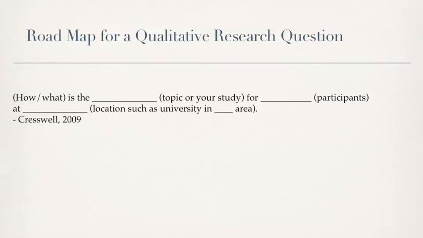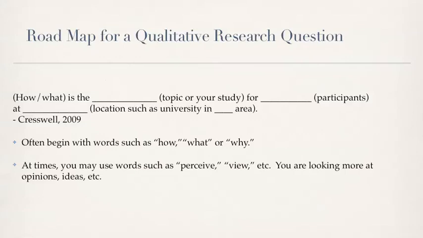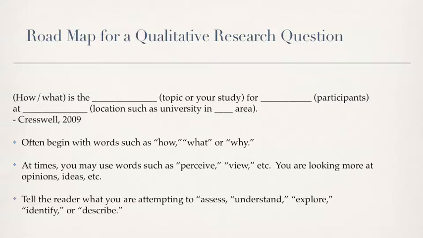So it would be stated something like this. How or what is the topic of your study for the participants at the location in the university or the area that you're going to study? So the qualitative research question will often begin with words such as how or what or why. At times, you may use words such as perceive or view if you're looking more at opinions or ideas. And then you tell the reader that you're attempting to assess, to understand, explore, to describe, to identify.